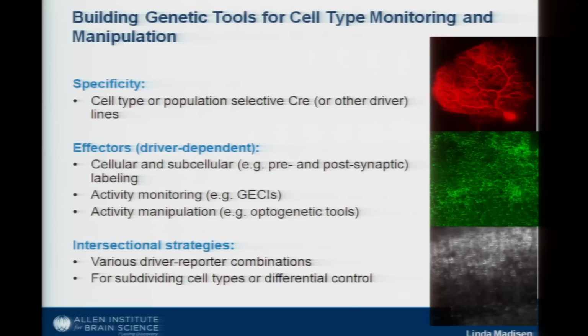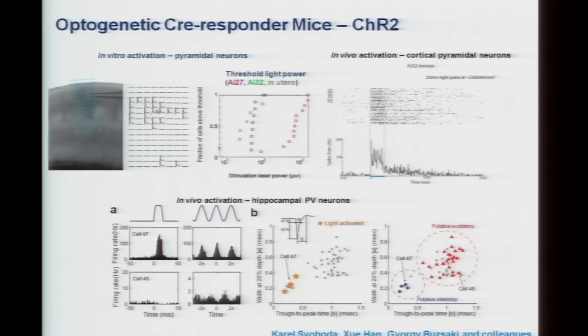And finally, developing the next generation intersectional strategies so we can subdivide cell types or do even more refined labeling of some complex cell types as many people have talked about, such as what Sasha Nelson talked about. Build on the very early success that we had in generating a whole set of fluorescent marker expressing Cre reporter lines, which Mike Stryker just mentioned, the AI9 and AI14.